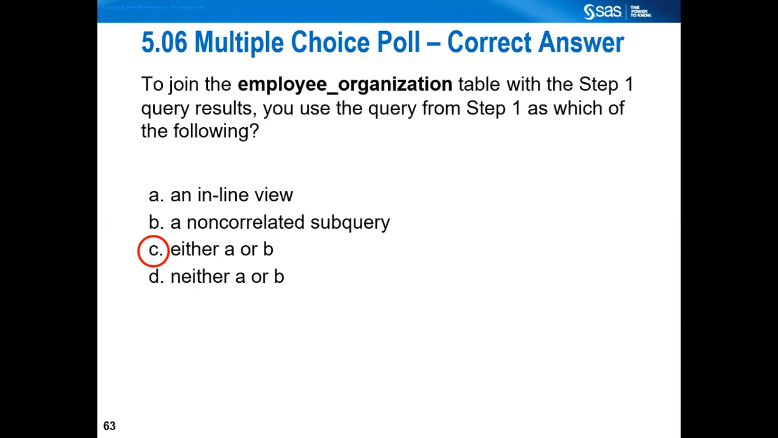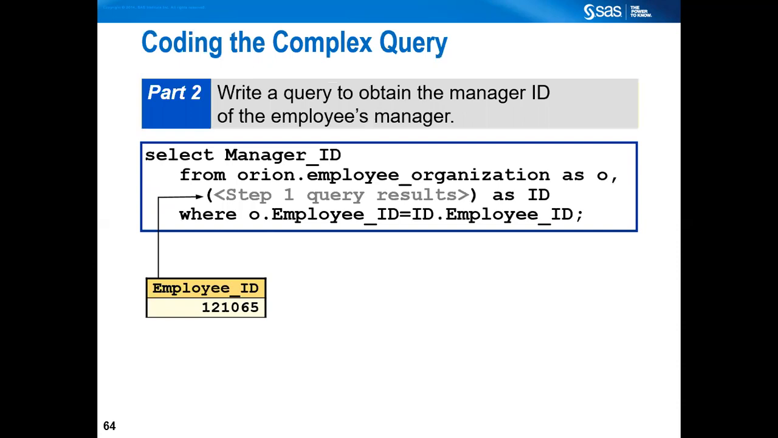But if we use an inline view, first we do the first select, then create a virtual table, then the next select will work. This is what it's telling. So you're using your step one query as an inline view here, and you're giving the name as ID. So you're returning one employee ID. Okay. So write a query to obtain the manager ID of your employee's manager. To get this manager ID, you have written this as an inline view. So this ID you will join with organization on the basis of O.employee ID equal to ID.employee ID.